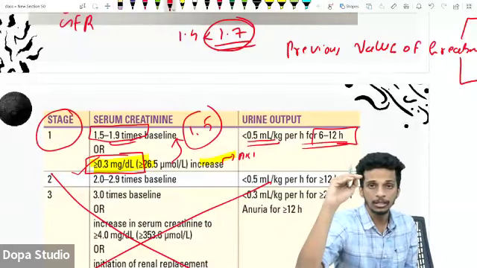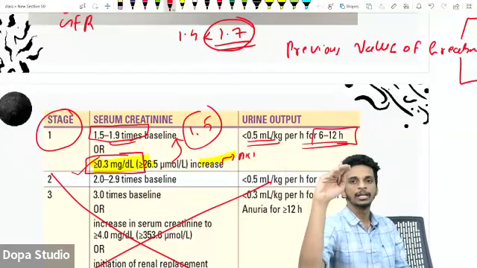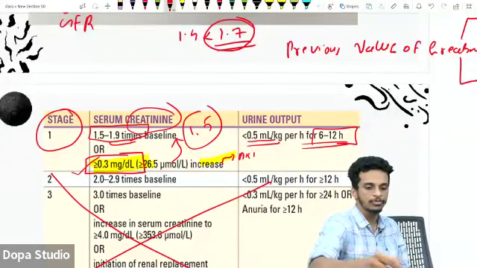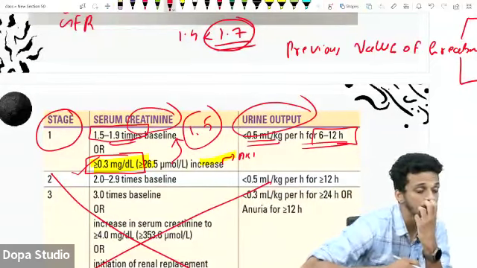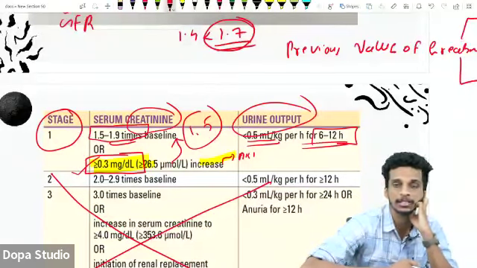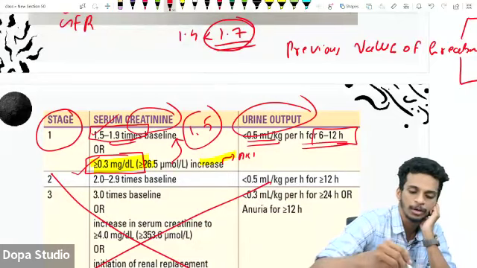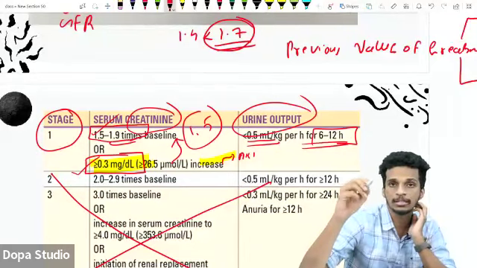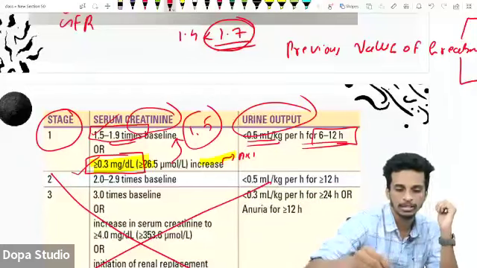So acute kidney injury is defined based on two criteria. It is based on the value of serum creatinine. Second, it is based on the urine output levels. If there is an increase of creatinine of more than 0.3 milligram per deciliter, we can call it AKI. Or if it is more than 1.5 to 1.9 times, or if the urine output is less than 0.5 milliliter per kilogram per hour for more than 6 to 12 hours.